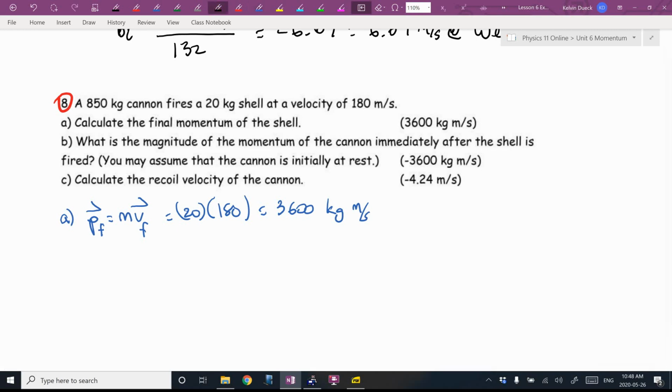B says, what's the magnitude of the momentum of the cannon immediately after the shell is fired? Let's assume that the cannon is initially at rest. Well, if the shell gained 3,600 kilogram meters per second, then the cannon lost 3,600 kilogram meters per second. Now, it just asks for magnitude, so if you left the negative off, I wouldn't freak out. But I do know they're in opposite directions.